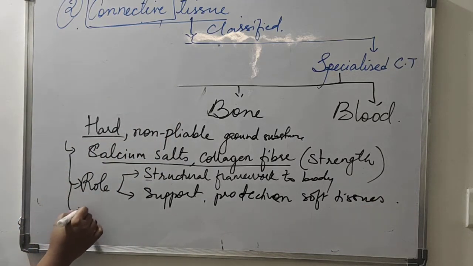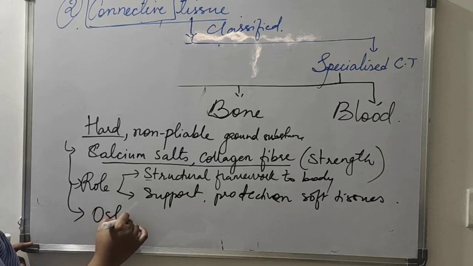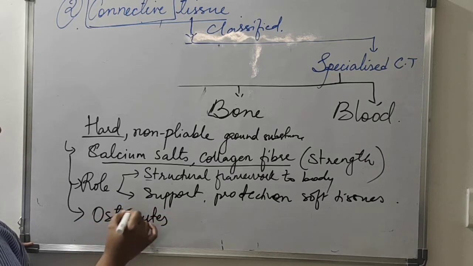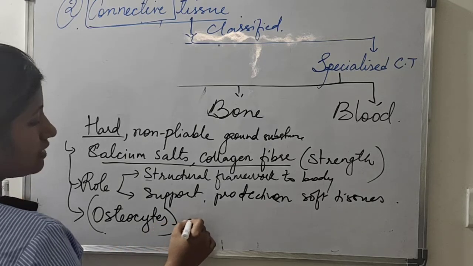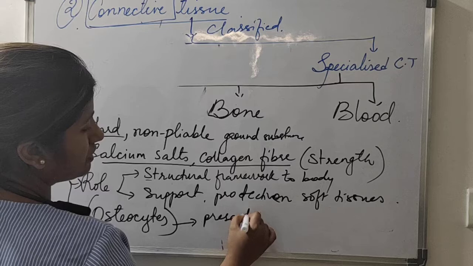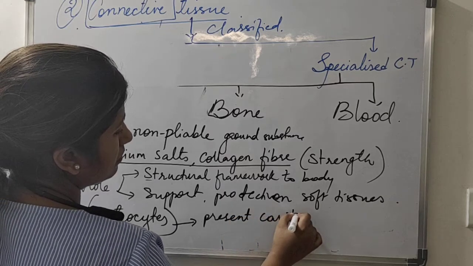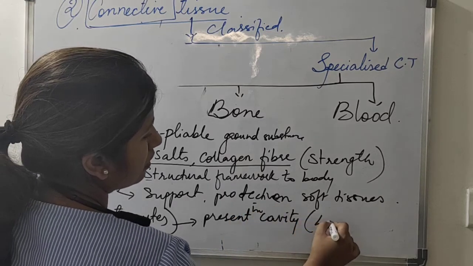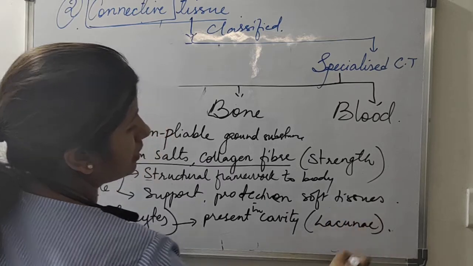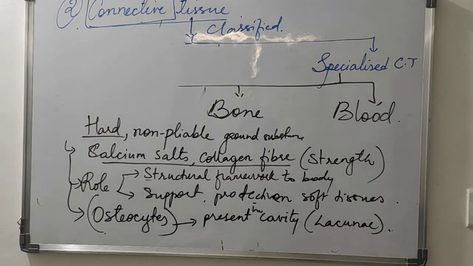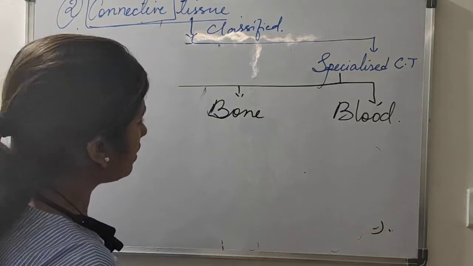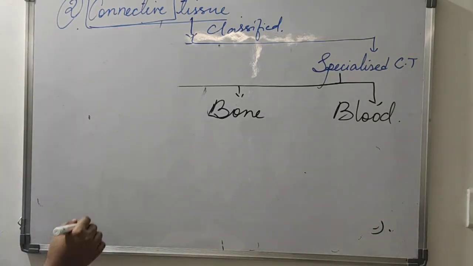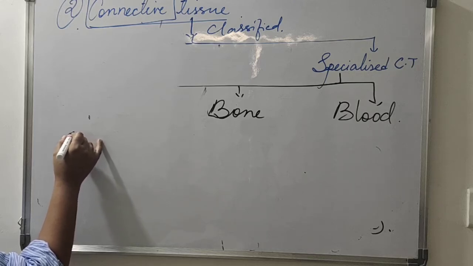And then the cells of bones are known as osteocytes. Cells of bones are known as osteocytes, and they are present in a cavity called lacunae. And bones are present almost in every part of our body except the abdomen.